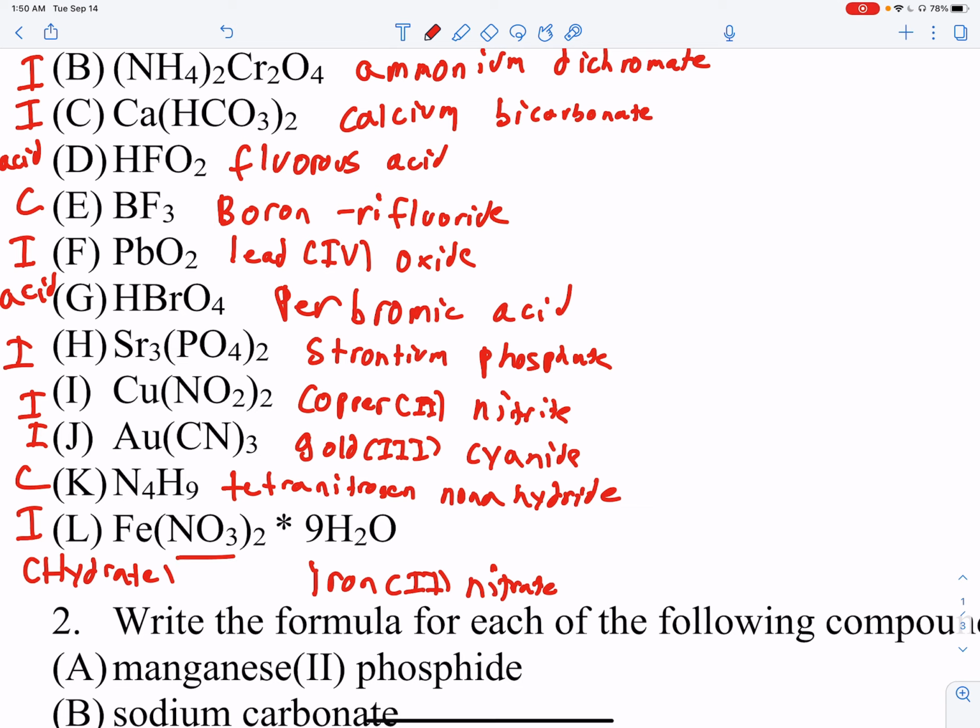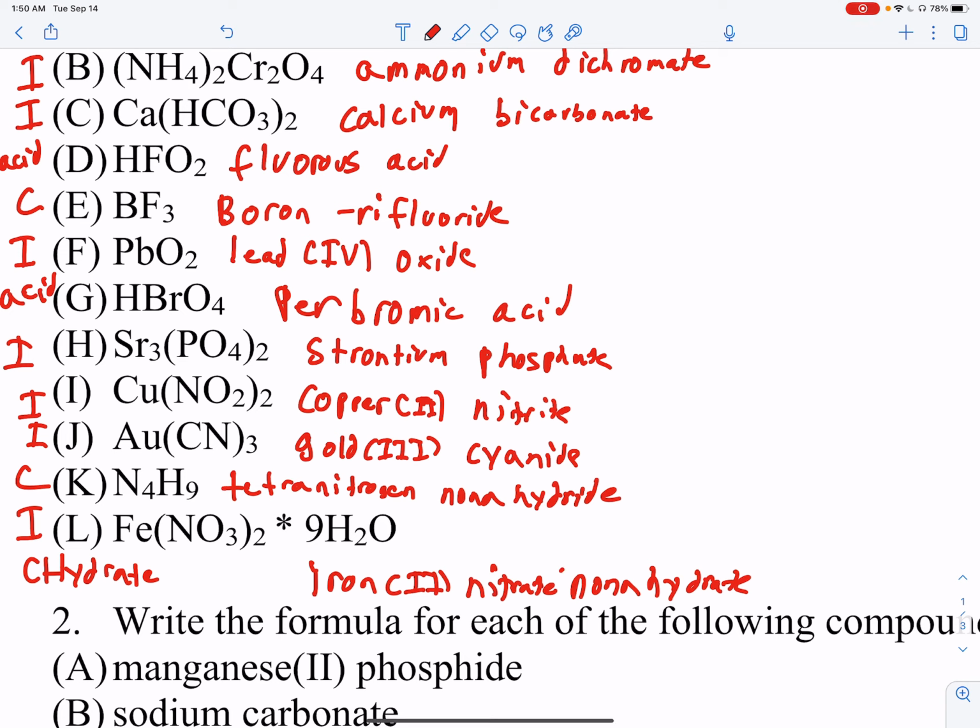It has a -1 charge. There's 2 of them, and iron is one of the problem children, and you need to specify its charge. So it's going to be iron 2 nitrate, and now I need to specify how many water I get. So I have 9 water, so I say nona again, and you end it with hydrate. Okay? So it's iron 2 nitrate nonahydrate.